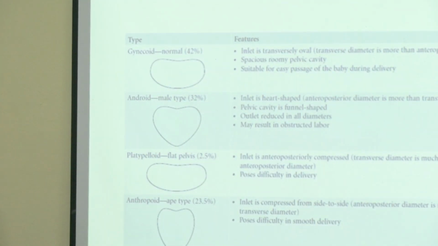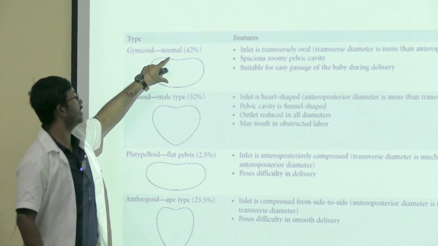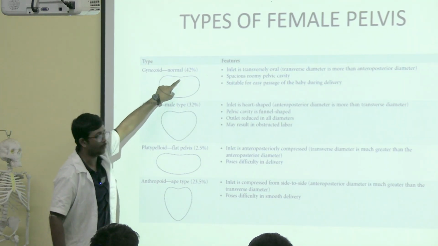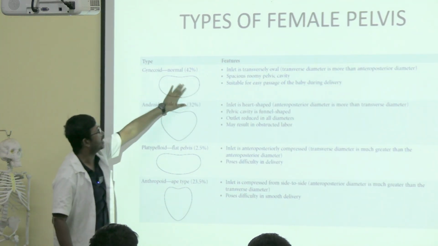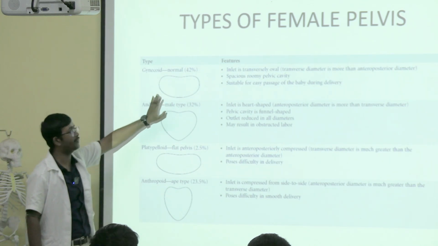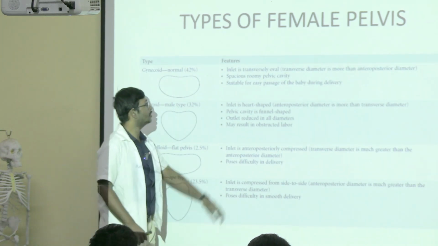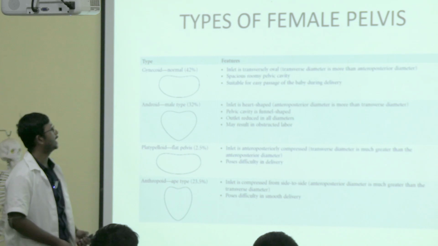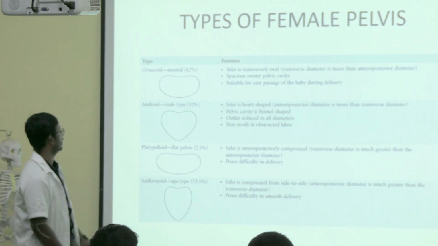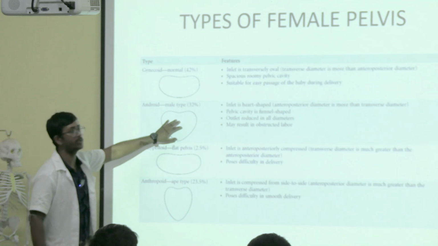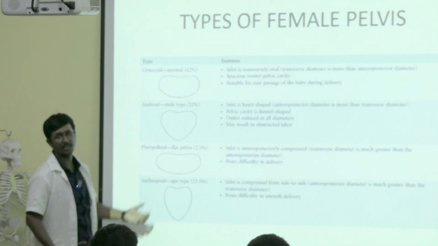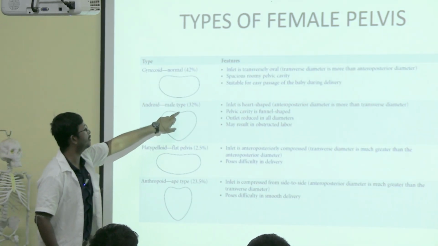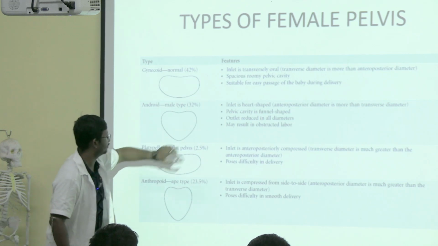Now the other types are, first of all, see, this is your gynecoid pelvis, which is the normal pelvis. Here you will see that the anteroposterior diameter is smaller than your transverse diameter. And this is present in 40 to 50% of female patients. So it is suitable for easy passage of your baby during delivery. It helps in proper normal vaginal delivery. But in case of android pelvis, which is there in almost 30 to 40% of patients, there is some kind of obstruction during delivery. Here you will see that the anteroposterior diameter will be more than the transverse diameter.